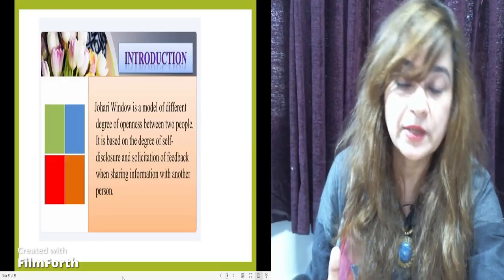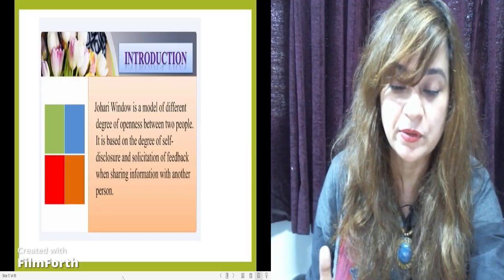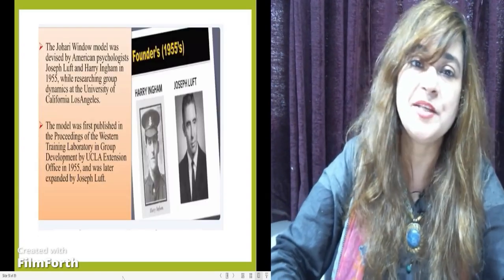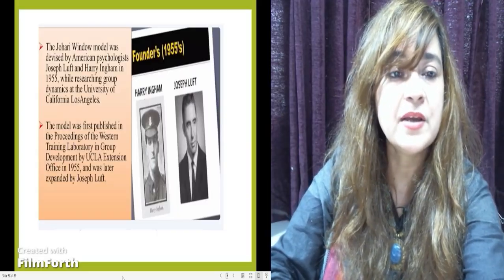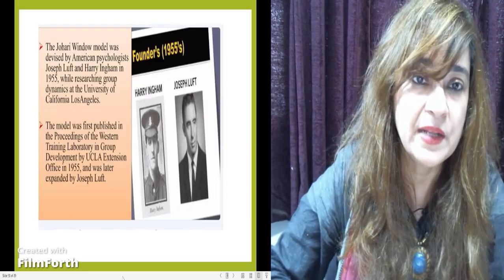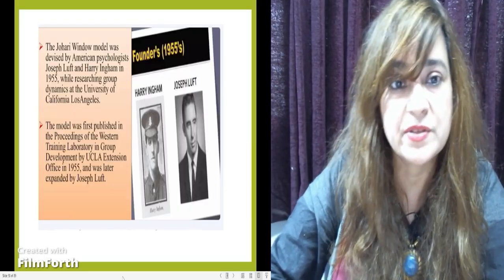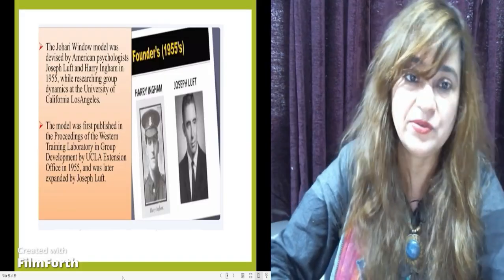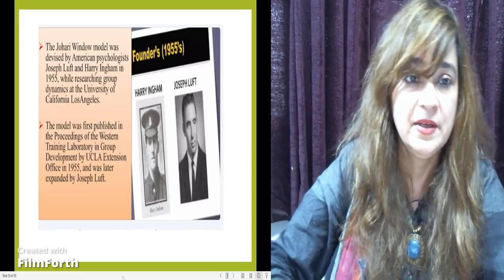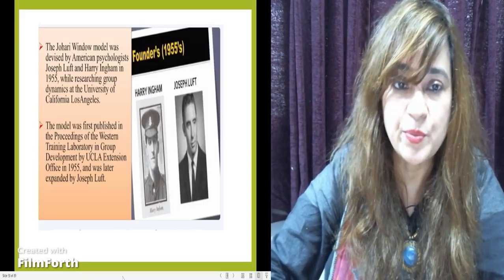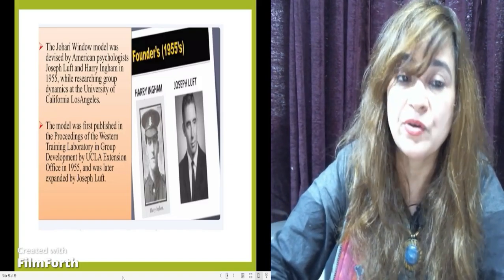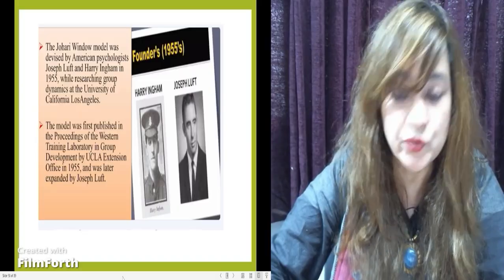So it is a model that is used to enhance the individual's perception of oneself and also of others. This model was devised by American psychologists Joseph Luft and Harry Ingham in 1955. These were the two researchers, and they worked at the University of California, Los Angeles. Obviously Johari comes from Joseph and Harry. The model was published in the Proceedings of the Western Training Laboratory in Group Development by the University of California Extension Office in 1955, and it was later expanded by Joseph Luft.